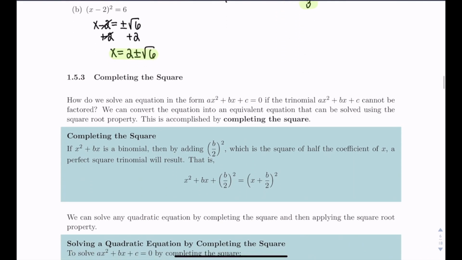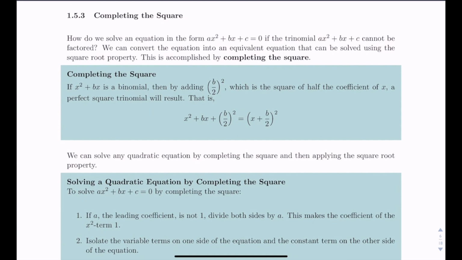So for another method, we have completing the square. This tends to be the one that most students dislike the most. If we have an equation in the form of ax squared plus bx plus c equals 0, but it can't be factored, we can convert it to an equivalent equation that can be solved using the square root property. This is accomplished by completing the square. If x squared plus bx is a binomial, then by adding b over 2 squared to both sides, we will get a perfect square trinomial.